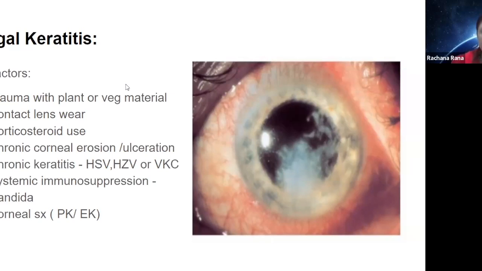Trauma with plant or vegetative material, contact lens wear, corticosteroid use, chronic corneal erosion, ulceration, chronic keratitis with herpes simplex, herpes zoster, or VKC, systemic immunosuppression with candida infection, and past corneal surgery with penetrating keratoplasty or endothelial keratoplasty. These are the risk factors for fungal keratitis.